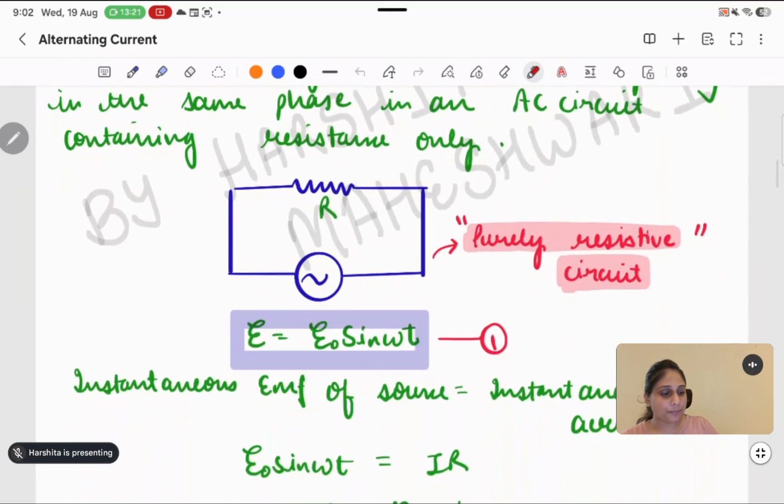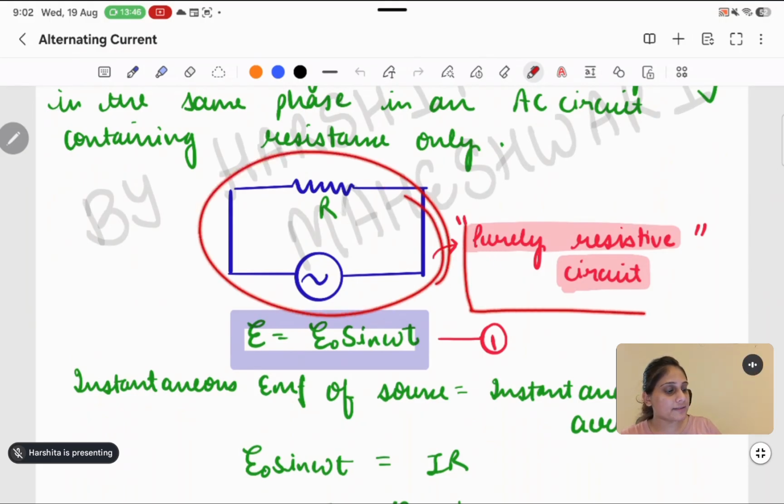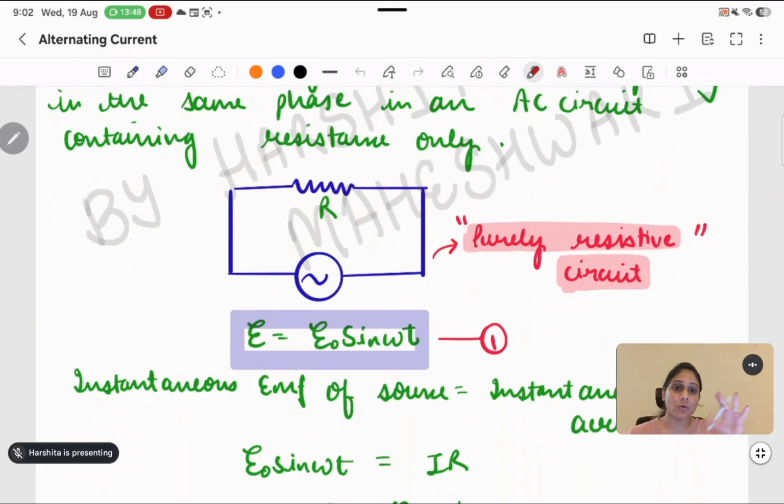See, we can suppose a resistor of resistance R, connected to the source of EMF, which is providing the current to the circuit. Okay. Now, because this is a sinusoidal waveform provided here, we can write the very first thing, that is E is equal to E naught sin omega t. I hope it is clear. Now, this circuit will be called a purely resistive circuit. Why? Because only a resistor is present there, right?